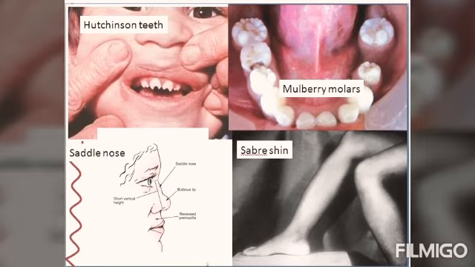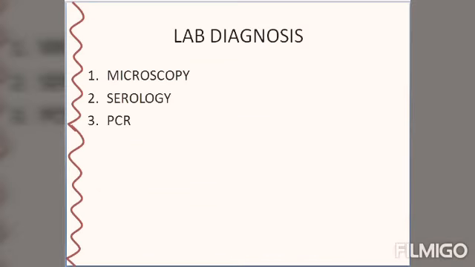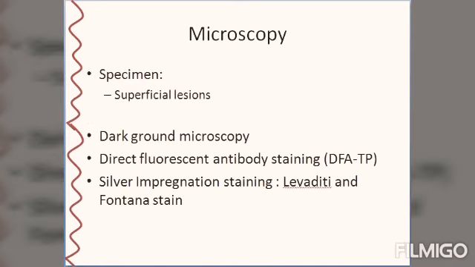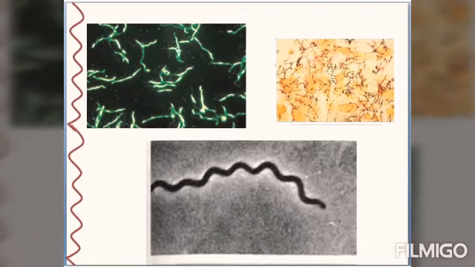And moving to laboratory diagnosis of syphilis, here we follow microscopic examination, serological techniques, and molecular techniques such as PCR. First is the microscopic examination. The specimens are usually taken from superficial lesions, and we observe under dark ground microscopy. Direct fluorescent antibody staining is also useful. Silver impregnation staining techniques such as Levaditi and Fontana stain are usually employed. You can see the microscopic observation of Treponema pallidum in fluorescent stain and silver impregnation staining techniques.